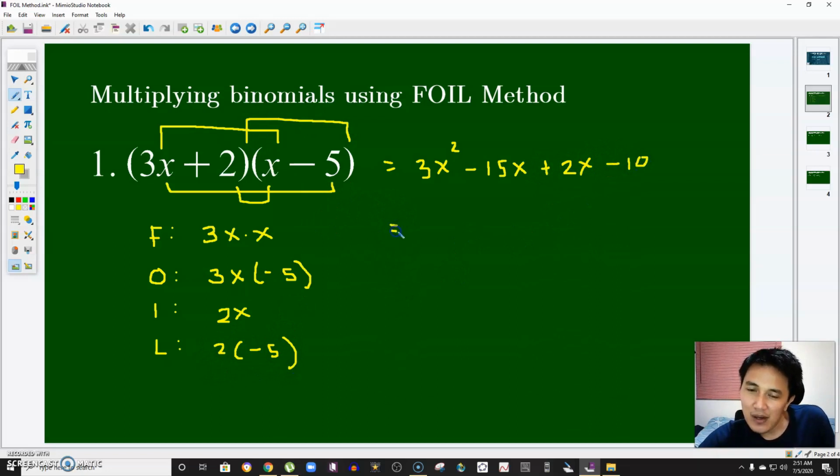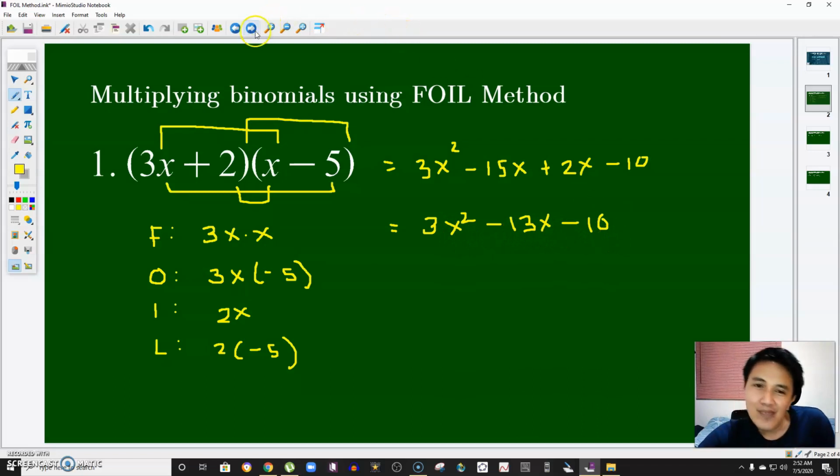And then the last stage here is that you're going to combine like terms. So therefore, the product is 3x squared. And then notice, you can actually combine negative 15x and 2x. Same term, but opposite sign. So therefore, you have to subtract 15 minus 2, and then copy the sign of the larger number. Right? So that is negative 13x. And then, copy the constant. Meaning to say the product of these two binomials is actually 3x squared minus 13x minus 10.